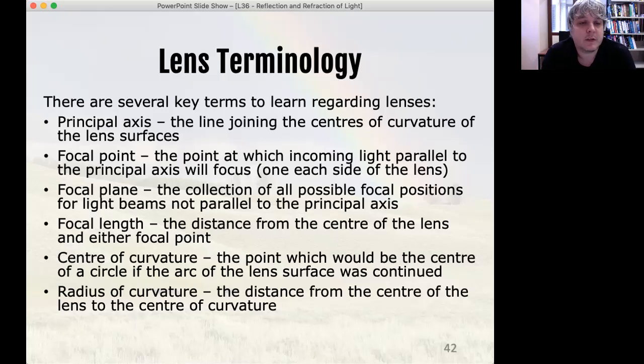The focal point is the point at which incoming light parallel to the principal axis will focus. So remember how we said it all comes to a point? That's called focusing, and the point at which it does that is the focal point.